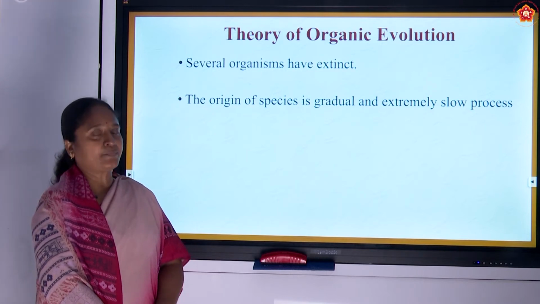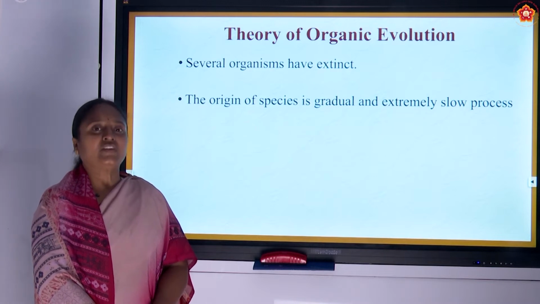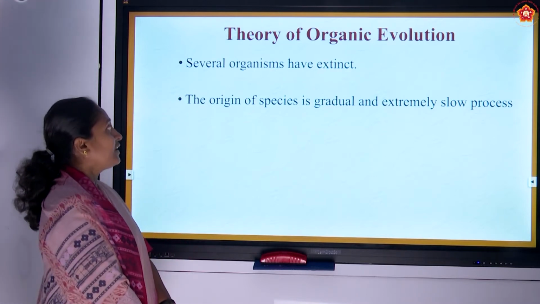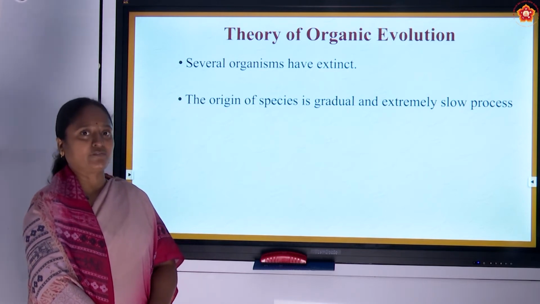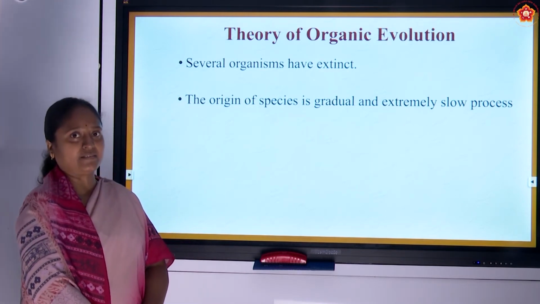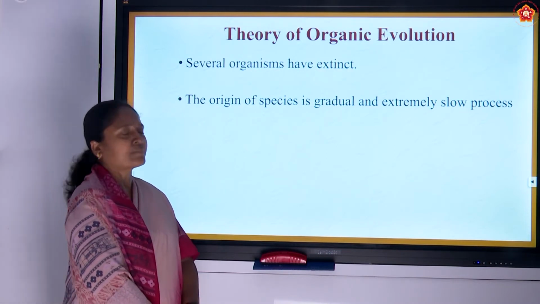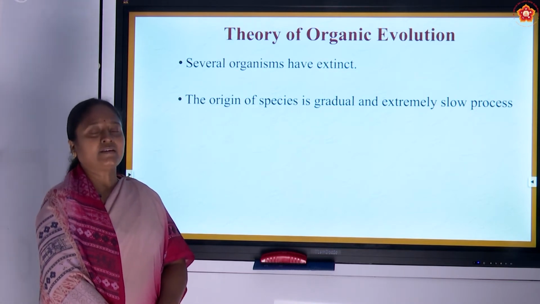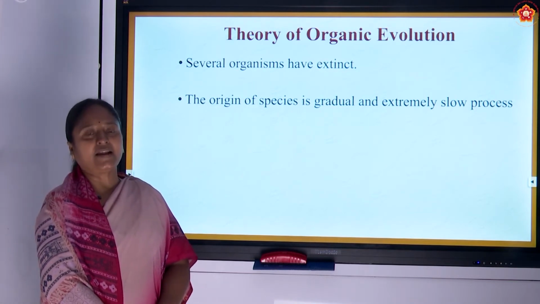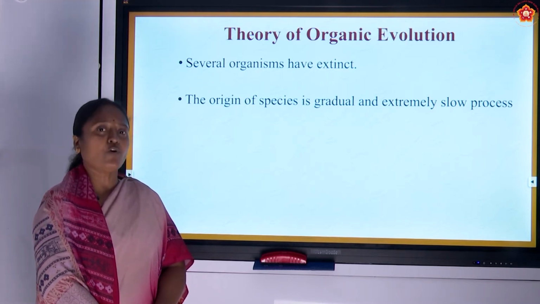So we cannot expect all the organisms to evolve and adapt to the changing environment. Several organisms will go extinct. They will vanish from the environment, as the dinosaur is not present in the environment, right? The origin of species is gradual and an extremely slow process. We cannot see the monkey changing into human now, right? Because it is a gradual and also very slow process.